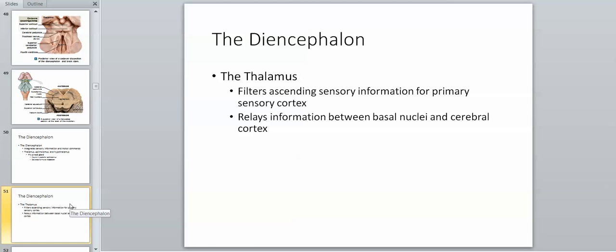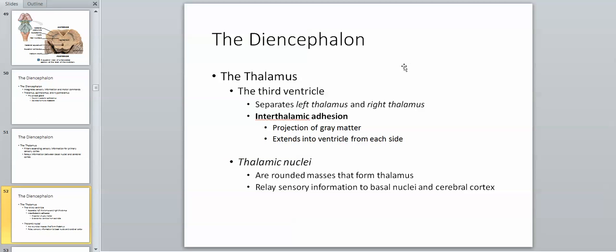And they have nuclei, just like you have nuclei throughout the brainstem, and also you have what we call subcortical nuclei within the cerebrum as well. All right, so the thalamus, as you recall, is a structure in two parts, a left and right thalamus, and between the left and right thalamus is the third ventricle. And the left and right thalamus have a section of gray matter between them called the interthalamic adhesion. And this basically is just extending from one side to the other through the ventricle.